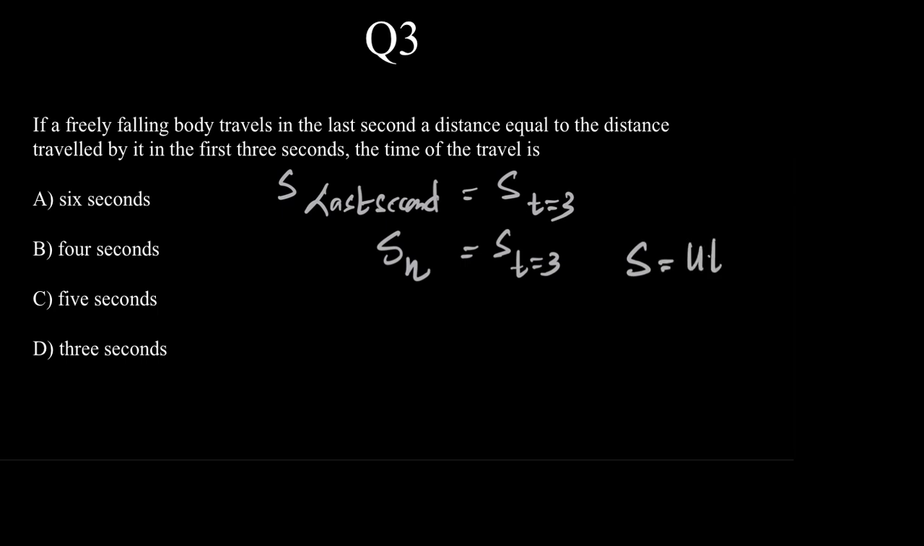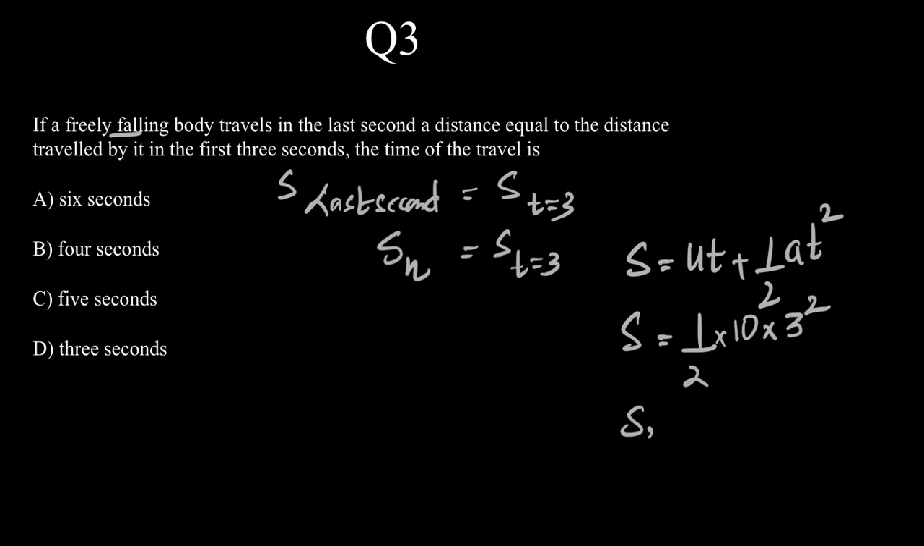s is equal to ut plus half at square. What is u? It's a freely falling body, so u is 0. We can say that s here will be equal to half into, what is a? A is g because it is a freely falling body. So half into 10 into t square, where t is 3. So s at 3 will be equal to half 10 is 5 into 9, which is 45. So we can say that Sn is equal to 45 according to the question.